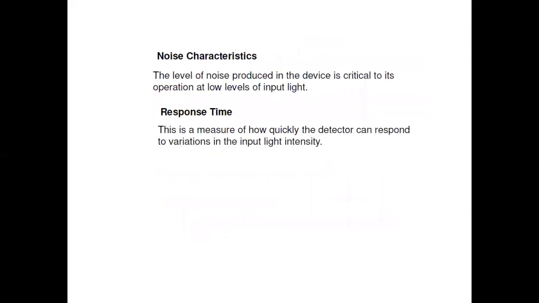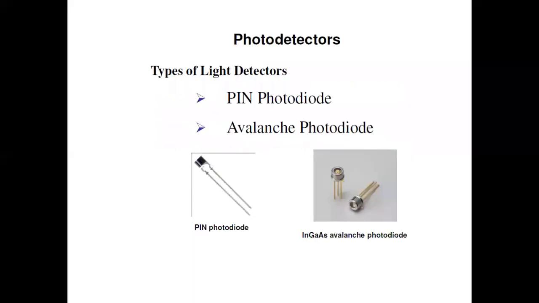The noise characterization: the level of noise produced in the device is critical to its operation at low levels of input light. Response time is the measure of how quickly the detector can respond to variations in input light intensity. Now, the types of light detectors we generally have are PIN photodetectors and avalanche photodetectors.